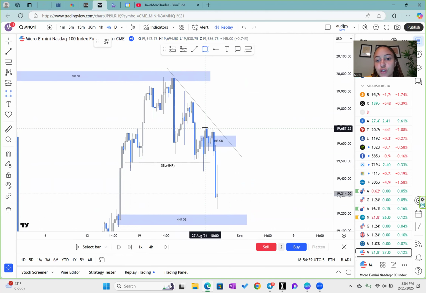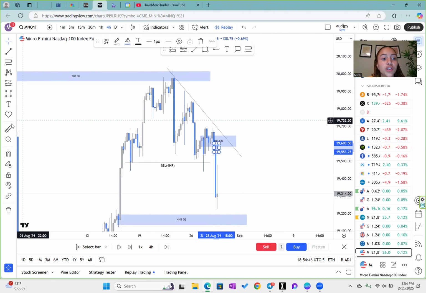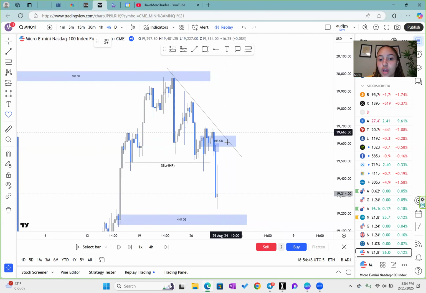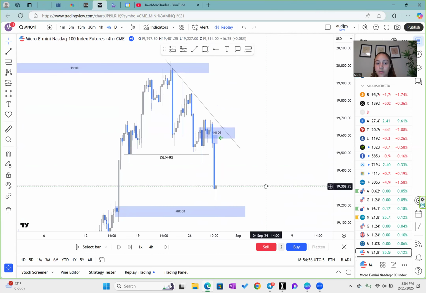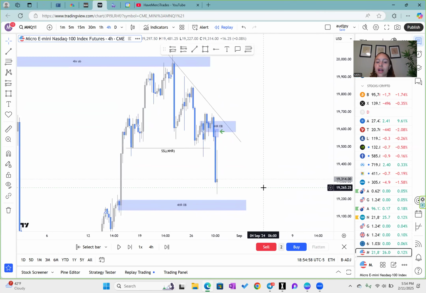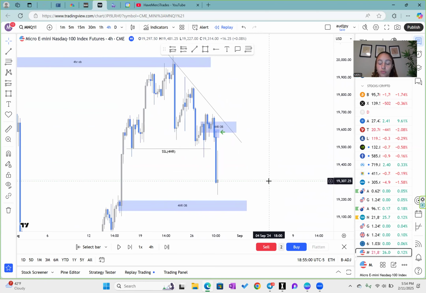So these first few, we wouldn't get an entry there because price never rejected them. This is where the entry would take place if you want to ride with price as it takes the sell stop liquidity and fills the imbalance. So that's an area you could have sold. Let's say for whatever reason you missed the sell and now you're like, all right, I'm going to see if price is going to reverse off the order block for buys. That's another way you can look at it.